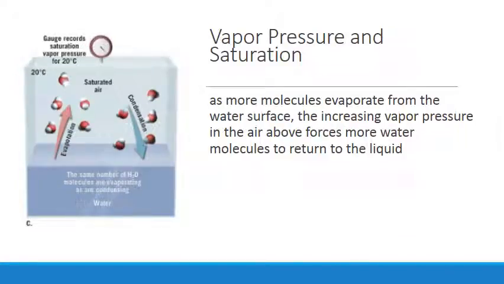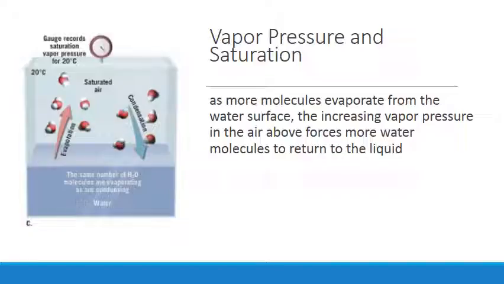Over time, as more molecules evaporate from the water surface, the steadily increasing vapor pressure in the air above will force more water molecules to return to the liquid until eventually a balance is reached, in which the number of water molecules returning to the surface equals the number leaving. At that point, the air is said to have reached an equilibrium called saturation. When air is saturated, the pressure exerted by the motion of the water vapor molecules is called the saturation vapor pressure.